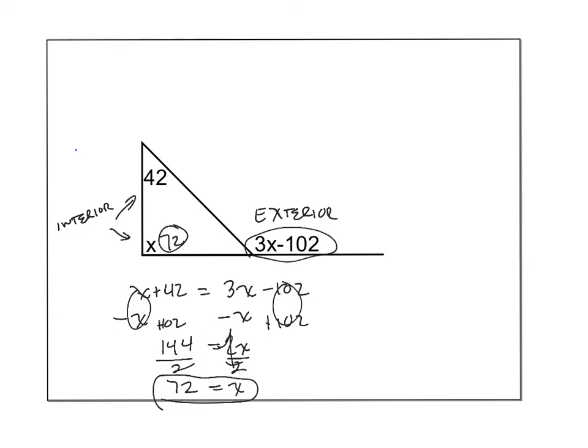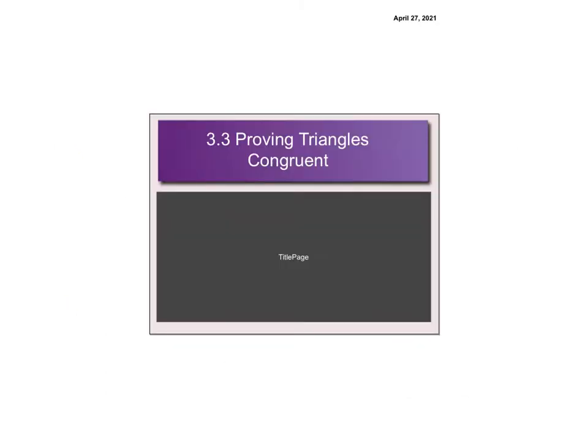Now, I do want a word of caution. Just because something looks 90 degrees doesn't necessarily mean that it is. By all accounts this would look very much like a 90 degree angle. But we have to go by the information. We can't just go by what it looks like. And that's a good lesson to remember as we go into this.